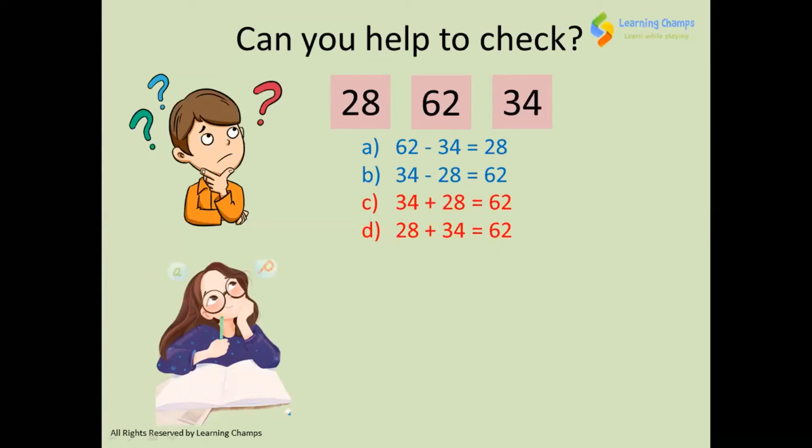Yes. Why is that? Can you explain? 34 minus 28 isn't 62. Yes, very good. It's wrong. You have to add. What should you do? What should be the correct one?